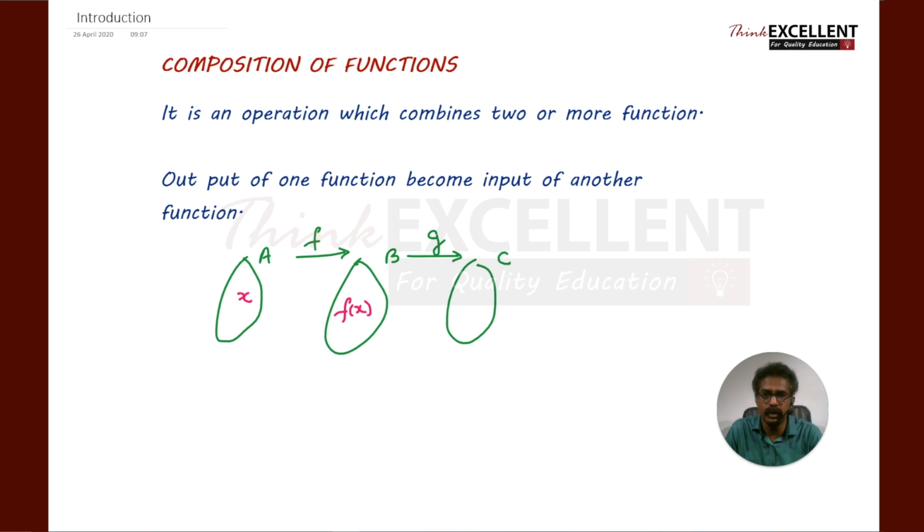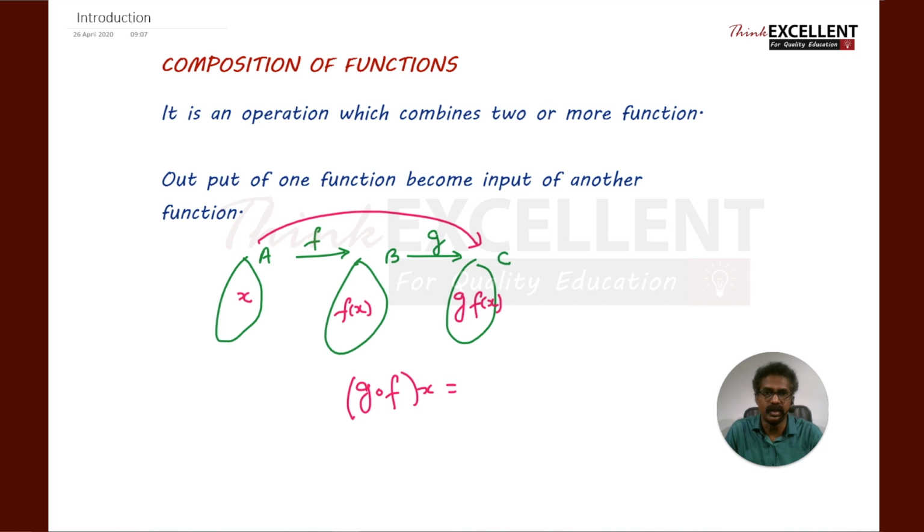That is the output of f, right? When you give x to f, it becomes f of x. Now, this is the input for g, because g is a function from B to C. If we give this f of x to g, the output will be g of f of x. And that g of f of x only, we denote as g composition f.